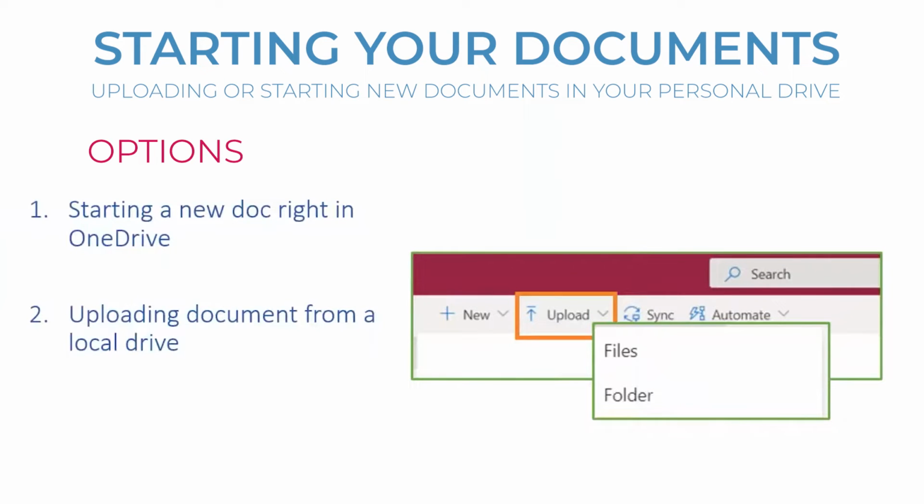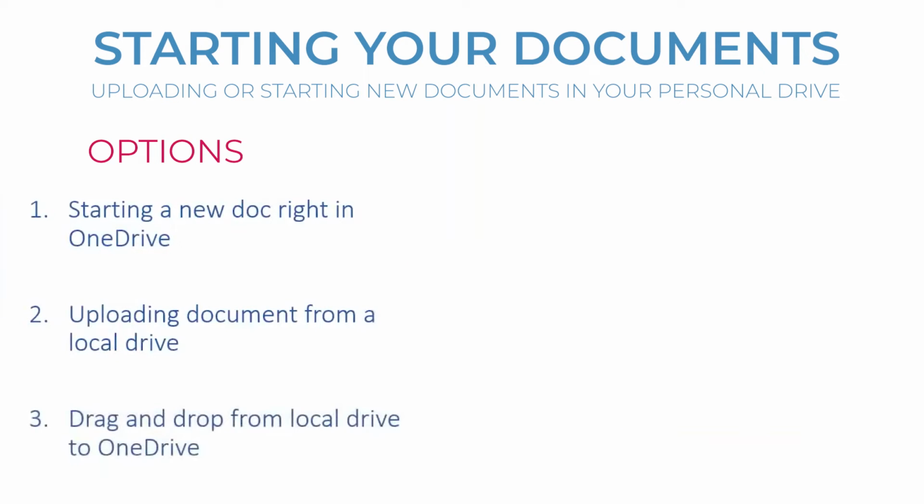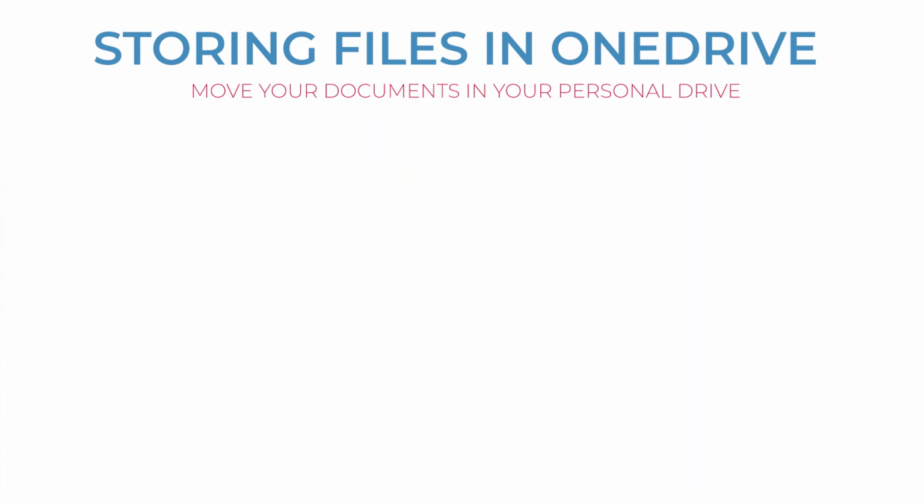The second way that you can do this is uploading a document from your local drive, and that would just be through that upload button, and you can choose either one file or whole folders to upload right into your OneDrive there. And the last option is to drag and drop from a local drive to OneDrive. And in the next slide, I'm going to show the drag and drop feature. So let's jump ahead to the next slide.